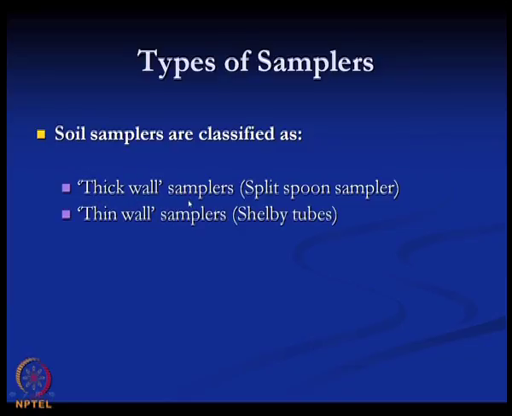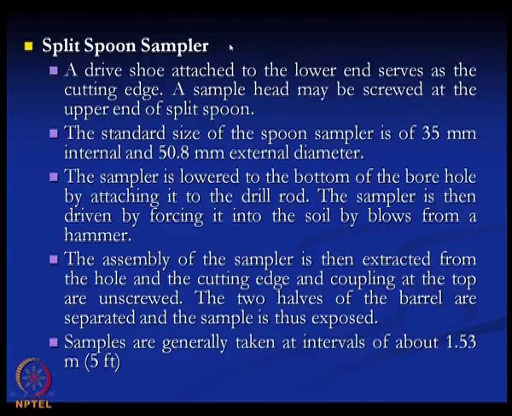So, the two types of soil samplers: one is thick wall samplers, that is the split spoon sampler, and another is thin wall samplers, where it is a shelby tube. Now, in the split spoon sampler, a driven shoe attached to the lower end serves as the cutting edge.